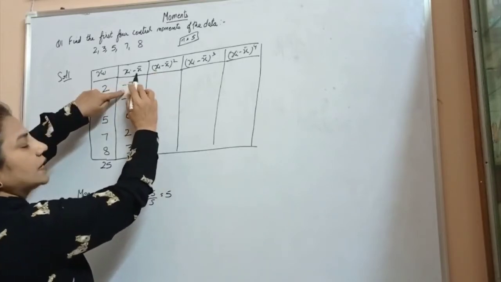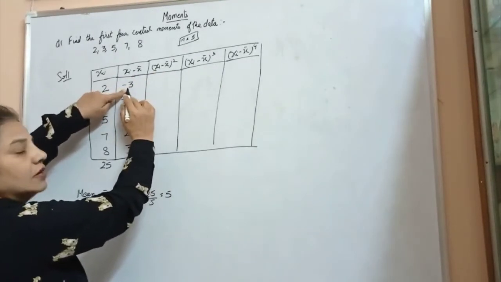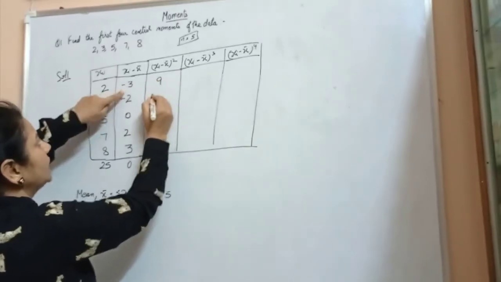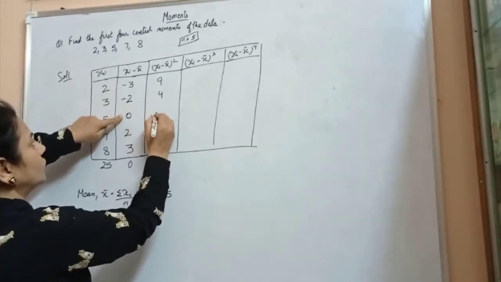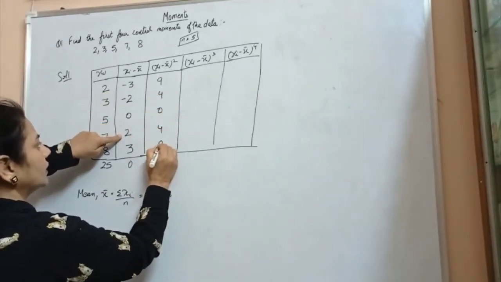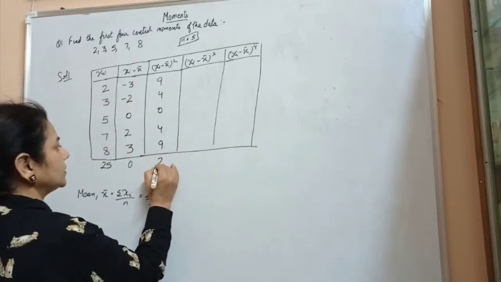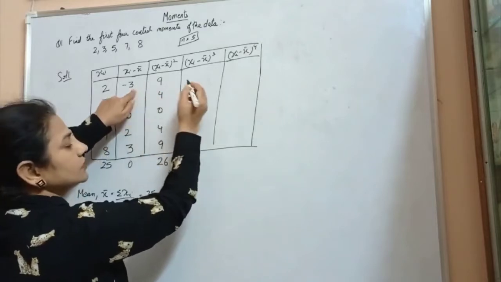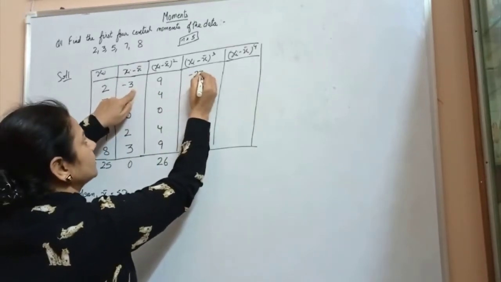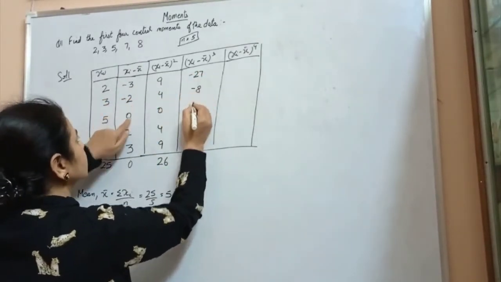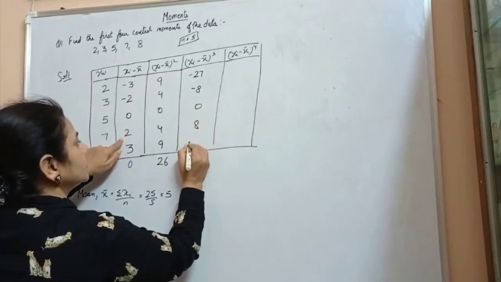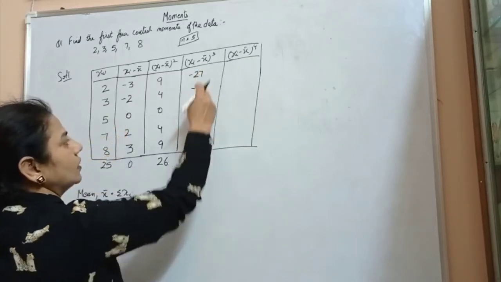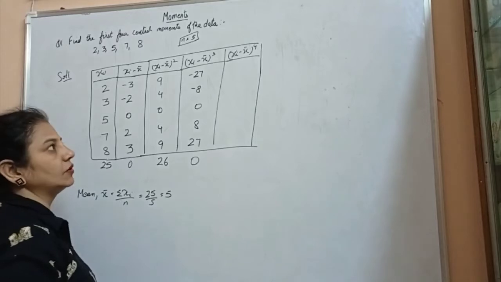Once we have calculated xi minus x bar, we just take the square of it. So minus 3 squared is 9, minus 2 squared is 4, 0, 4, 9. On adding we get 26. Similarly, take the cube of this. Minus 3 cubed is minus 27, minus 8, 0, 8, and then 27. On adding, we get 0.